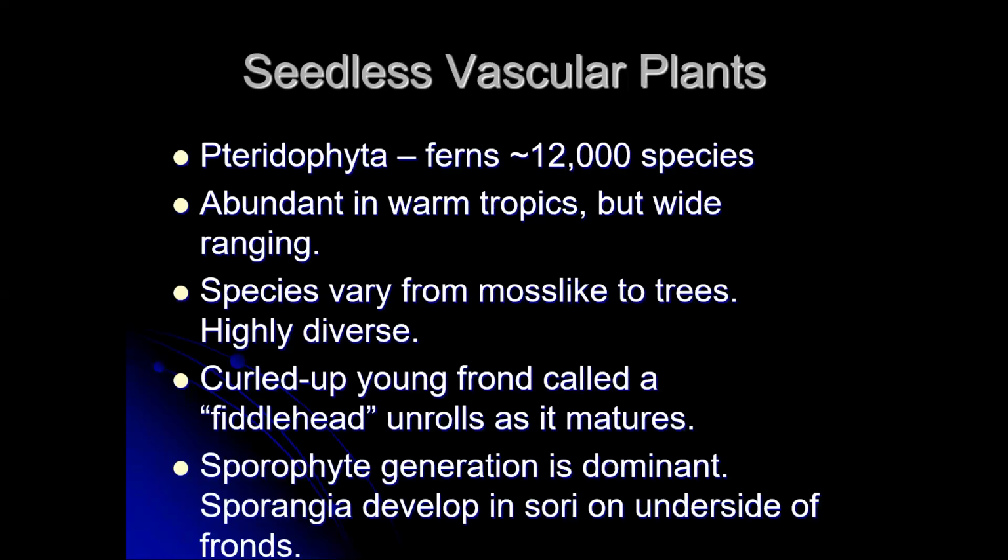Sporophyte generation is dominant. Sporangia develop in sori on the underside of fronds. So these little sori are black spots. If you've ever gotten a bouquet with the little ferny greenery in it, it's called a leather leaf fern. Sometimes they'll have little black dots on the back side of the leaf if you look at it.